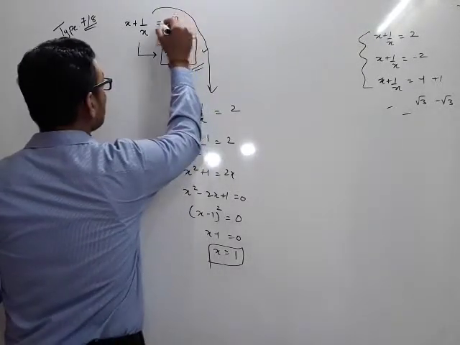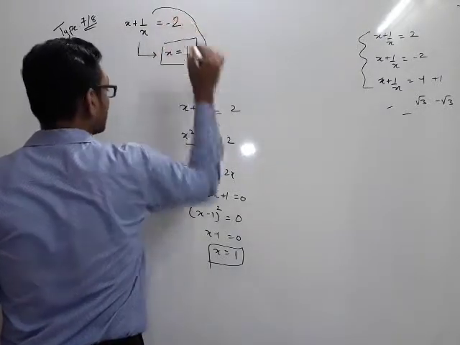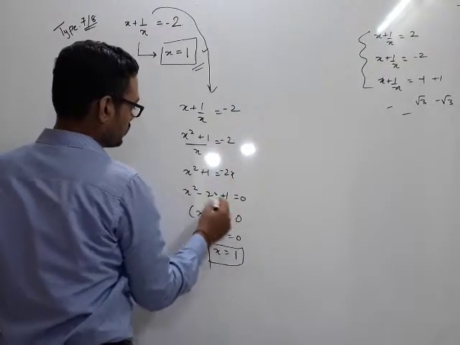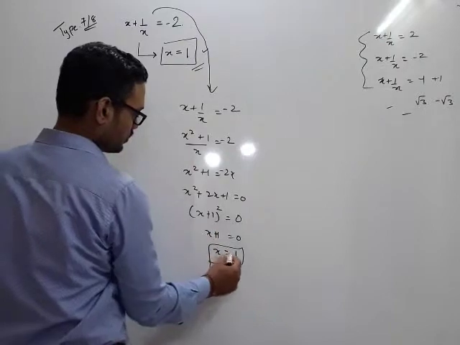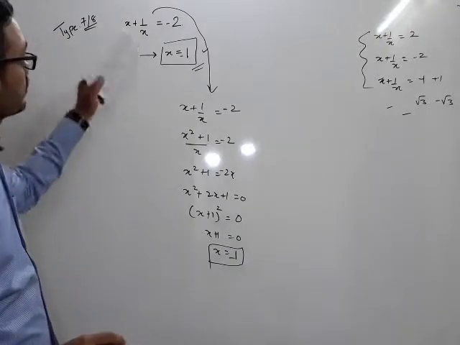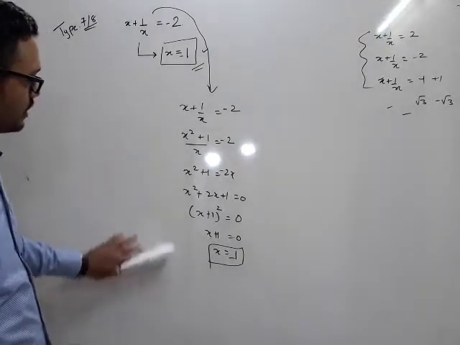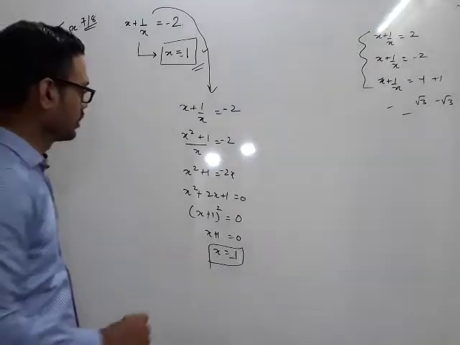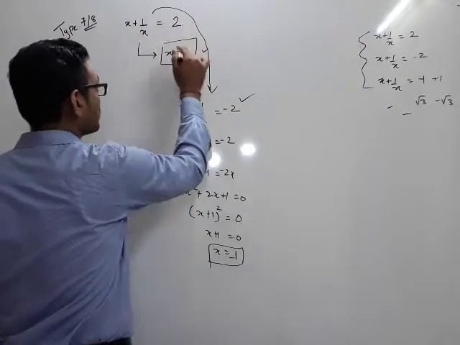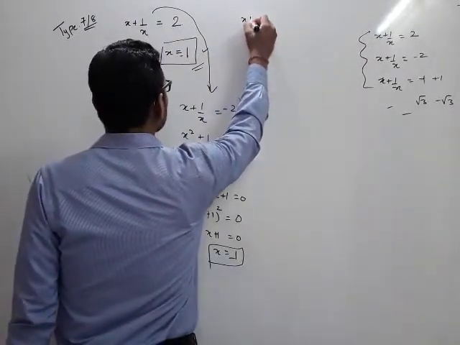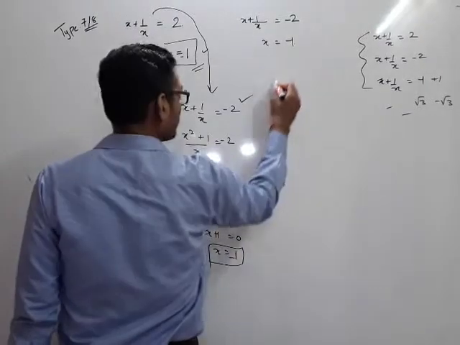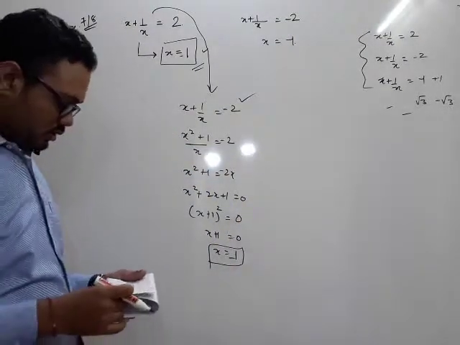Similarly, if it turns out to be minus 2, nothing else, only the values will change. It will be plus 2, plus 1, this will be minus 1. So similarly our inference will be x is equal to minus 1 if it is minus 2. Everything else, the equation, will remain the same. Okay, so these are our two conclusions. Whenever x plus 1 by x is 2, x is equal to 1, and whenever x plus 1 by x is minus 2, x is equal to minus 1, and we have seen how, right?